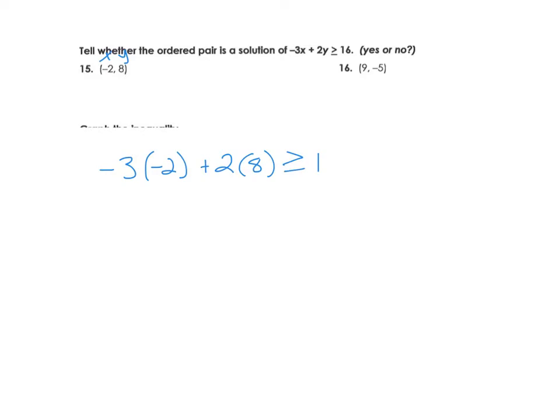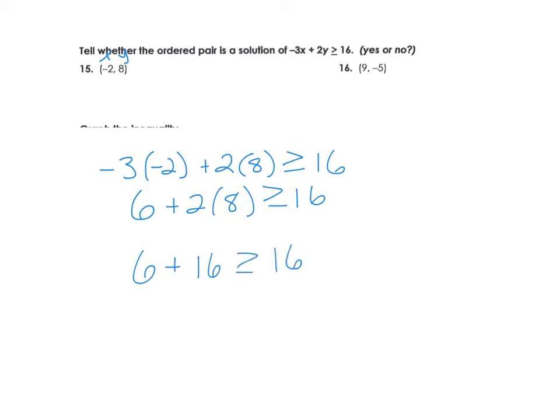And so negative 3 times negative 2 is positive 6, plus 2 times 8 is greater than or equal to 16. And so I've got 6 plus 2 times 8 is 16, so I get 6 plus 16 is greater than or equal to 16. So I get 22 is greater than or equal to 16. So the answer to 15 is yes. It is a solution.